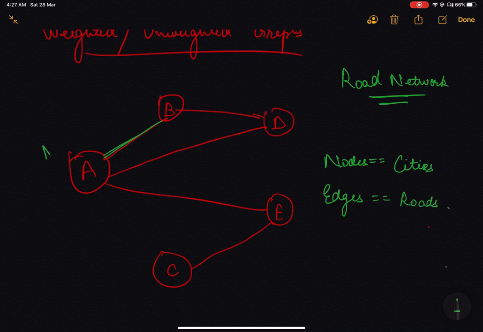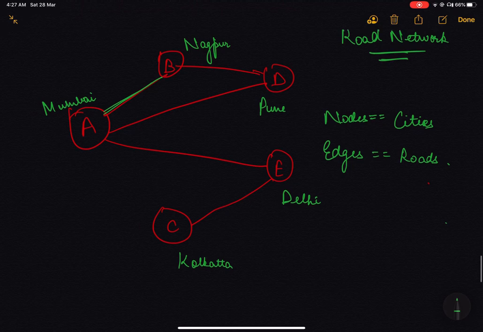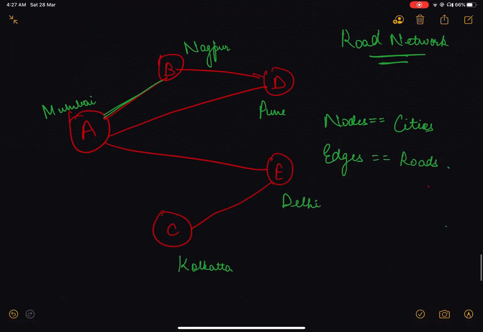Now suppose city A is Bombay, city B is Nagpur, city D can be Pune, and let us say E is Delhi, and C can be something like Calcutta. Now, do you think that the distance between Mumbai and Nagpur is the same as the distance between Nagpur and Pune? Or is the distance between Mumbai and Delhi the same as the distance between Mumbai and Pune? No. So in this case, it makes sense to actually put some information on the edge.